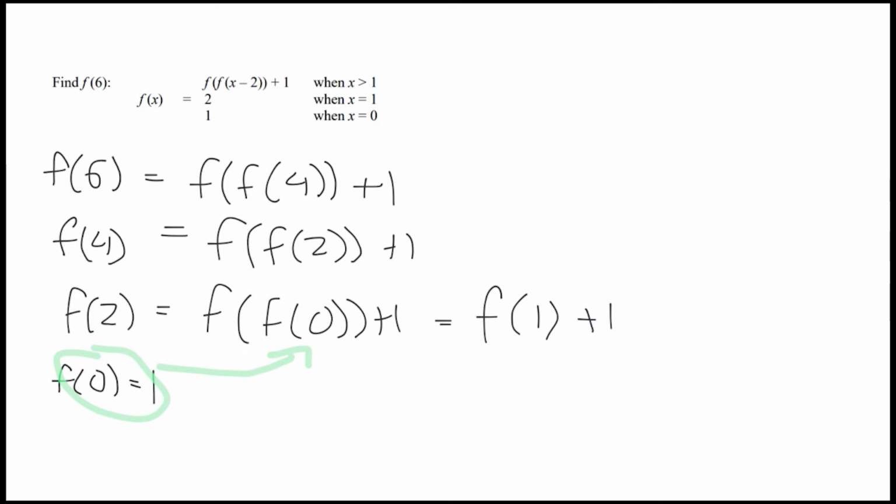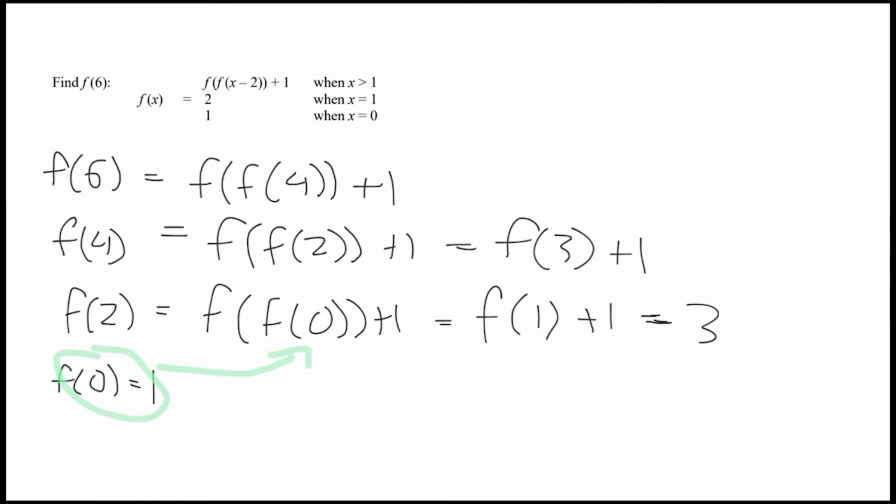Now we know that f of 1 is just 2. So we can say that f of 2 is actually 3. And that's the value of f of 2. Now, we can use this 3 and again plug it back into f of 4. So f of 4 actually equals f of 3 plus 1. The issue here is that we don't know what f of 3 is, so we need to solve for f of 3. And this is where we need to go back down to a base case.